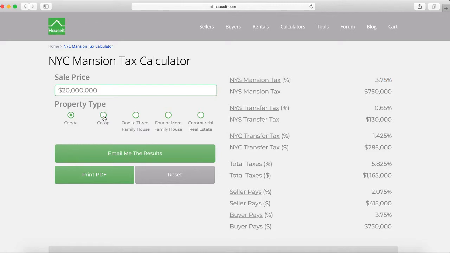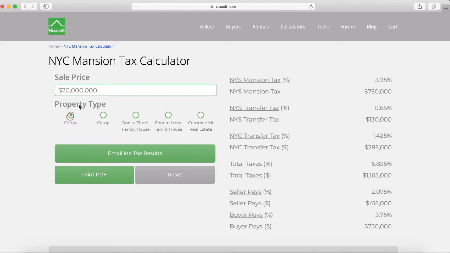A couple of other notes here in terms of property type. We can change the property type to co-op, 1 to 3 family house, and you'll see that it doesn't really have any impact on the mansion tax itself. The mansion tax, however, does not apply for the property types which are, say, a residential property with 4 or more units. So if it's a townhouse with 4 apartments, you would not have to pay the mansion tax. Similarly with commercial real estate, again, there is no mansion tax. However, for 4 or more family houses and commercial real estate, there are higher seller transfer taxes on those depending on the price point. So that is something for you to keep in mind as well.